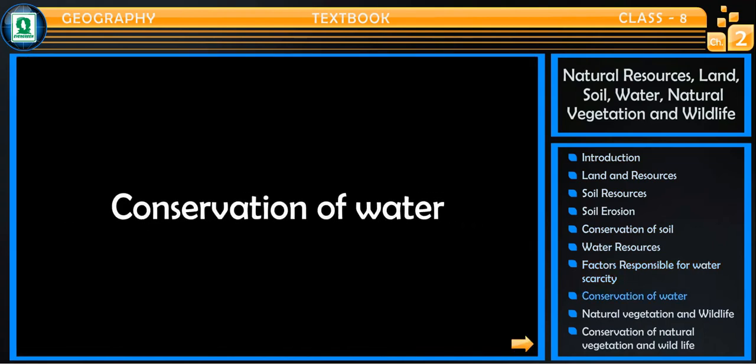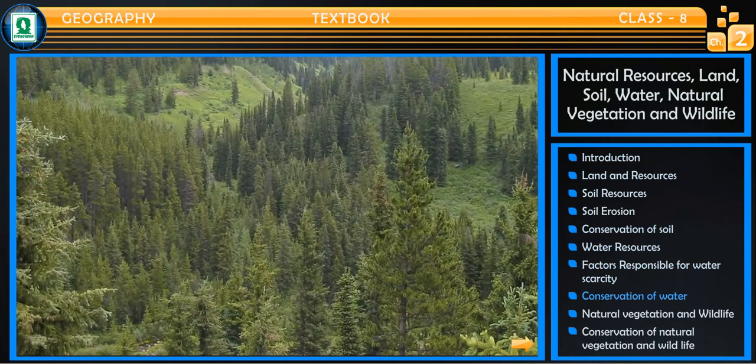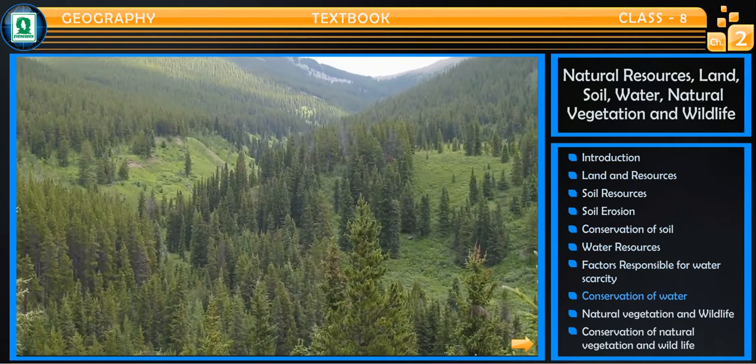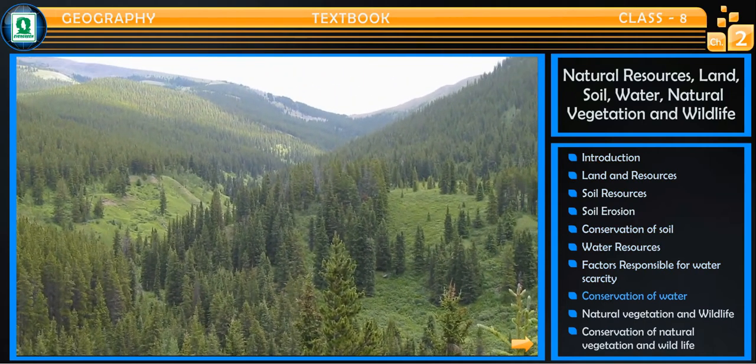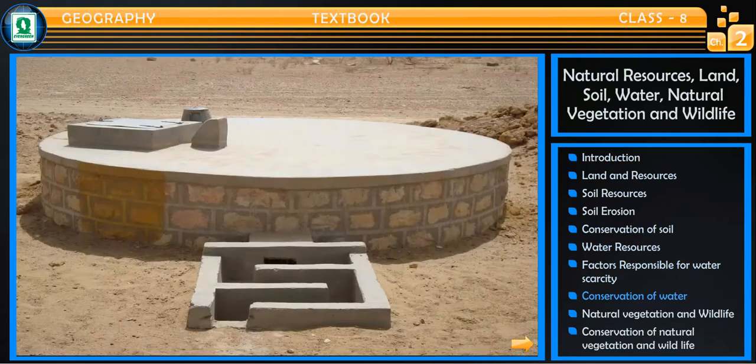Conservation of water. Following steps have been taken up to conserve water. Surface runoff can be slowed down by forest and other vegetation cover to improve underground storage. Rainwater harvesting technique should be used.